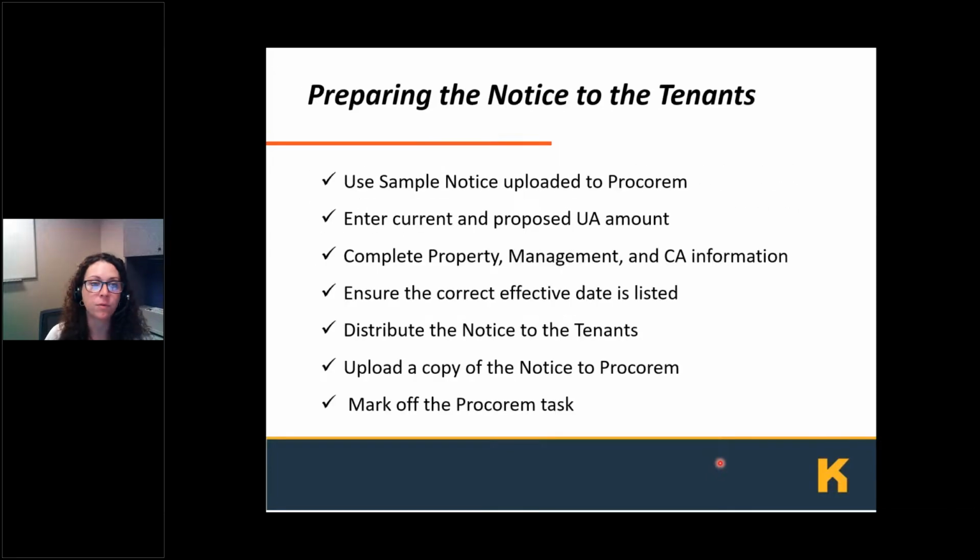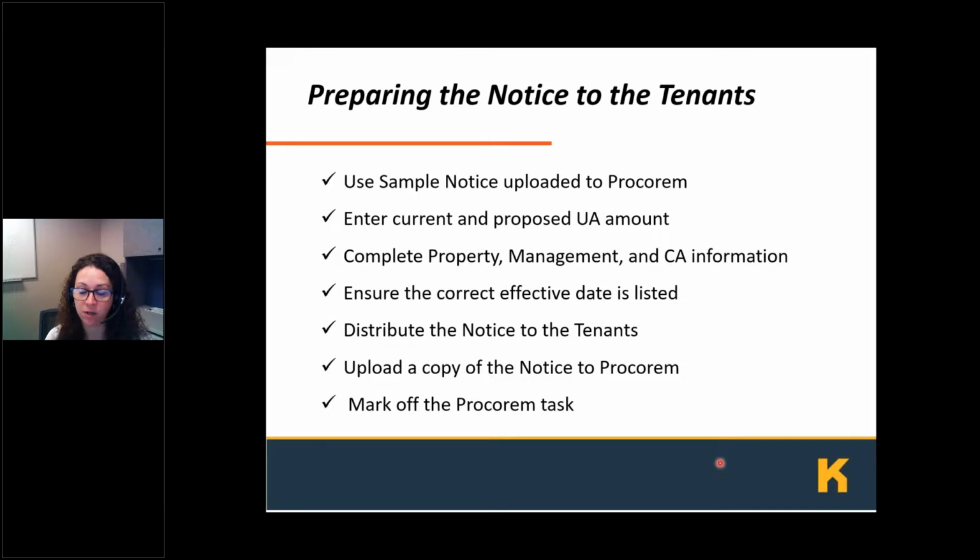All right, preparing the notice to the tenants. So you'll want to use that sample form that's uploaded in Procorum. This form is specifically for tenants, specifically for where properties have a decrease in their UA. You'll want to make sure you enter the current and the proposed UA amounts, and you're going to find that on your spreadsheet. Complete your property management and contract administrator information.